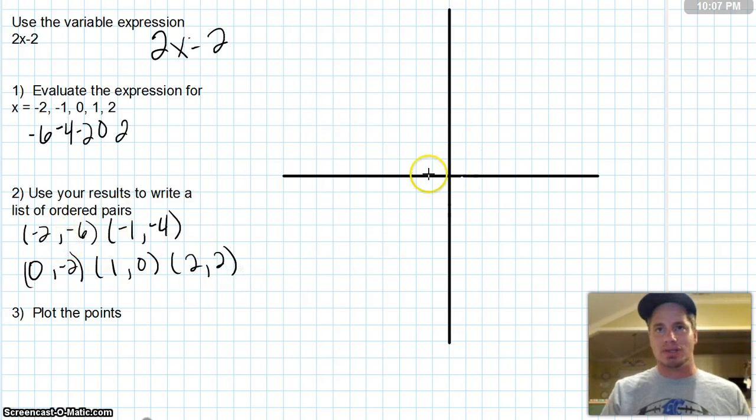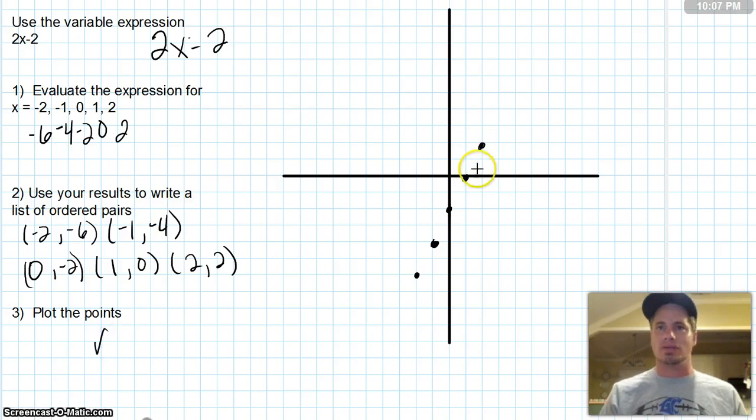-2, -6, that's -2, then 1, 2, 3, 4, 5, 6 right here. Then we have -1, -4, 1, then 1, 2, 3, 4 right here. Then we have 0, -2, well that's right here. We have 1, 0, which is right here. Then we have 2, 2, which is right here. Okay, so we plotted the points.